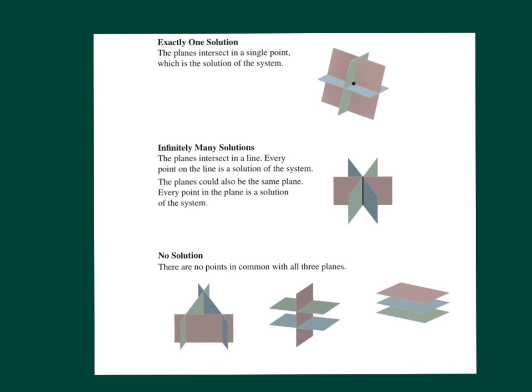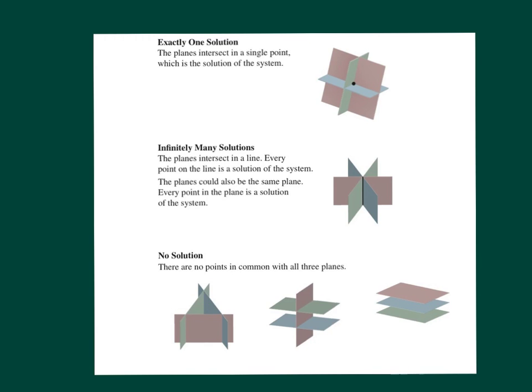Now, in linear systems, we only had one way to get no solution. It's parallel lines that don't intersect. But with these in 3 variables, we have a lot of different looks for no solution. If you'll see here, none of these have all 3 planes crossing in either a point or a line. We have the red and the blue crossing, and then the red and the green in a different spot from where the blue and the green cross.